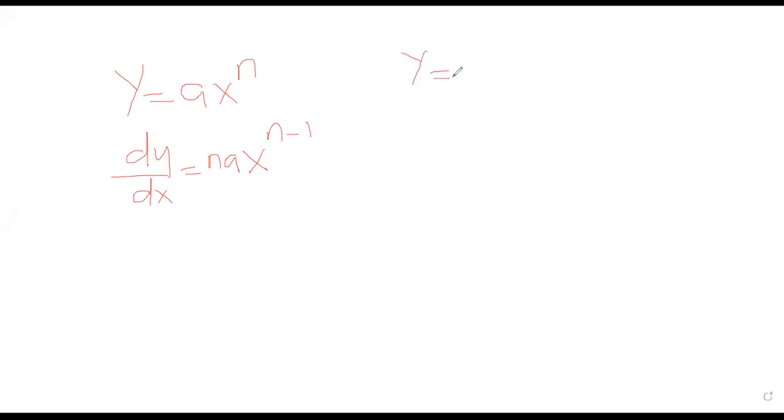Using an example, if you have 5x to the power 4, differentiating it: the letter on this side is y, the letter on that side is x, the change in y, so we use dy over dx. This will give us what? 20x to the power what? 3, since we are subtracting 1 from the power, multiplying these two numbers.